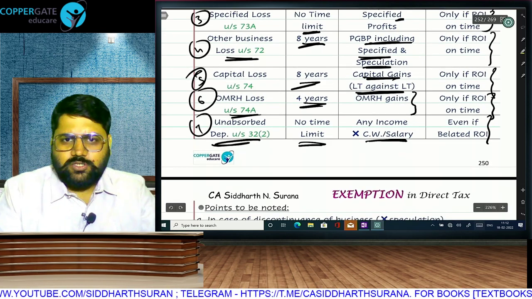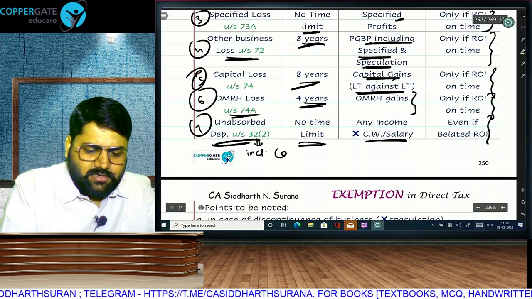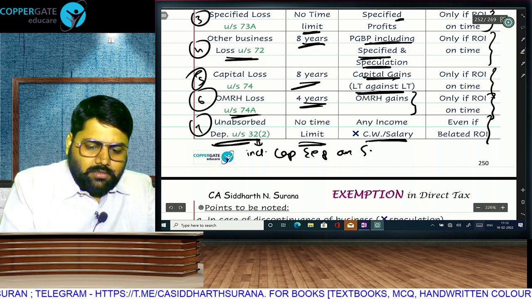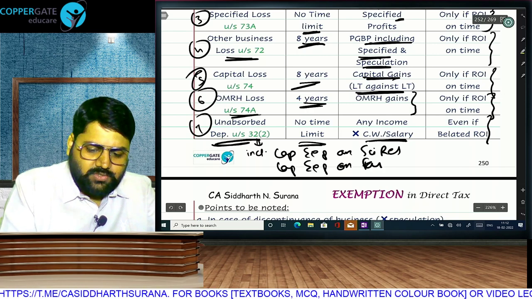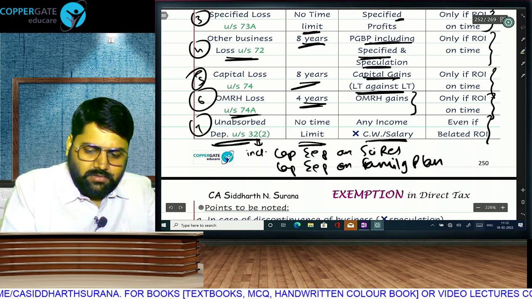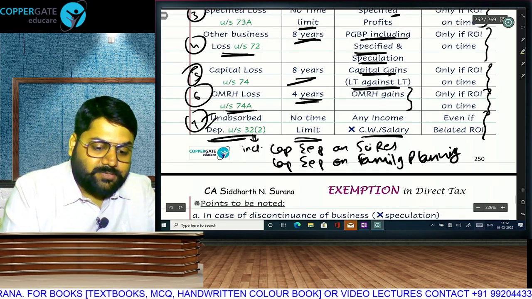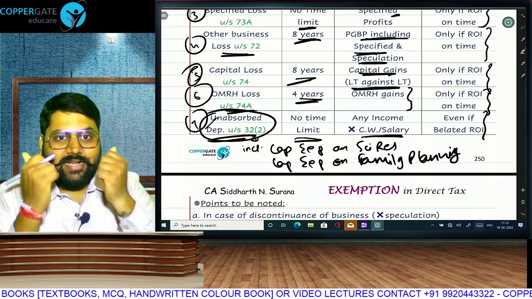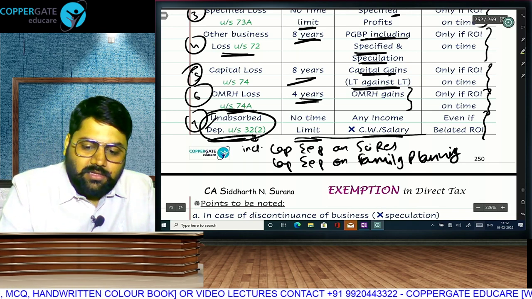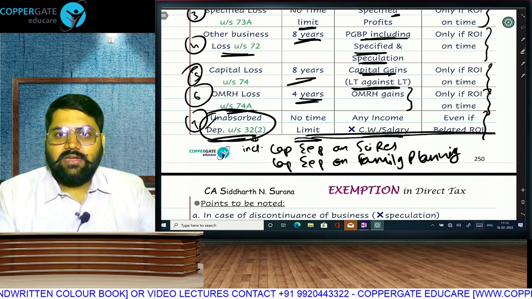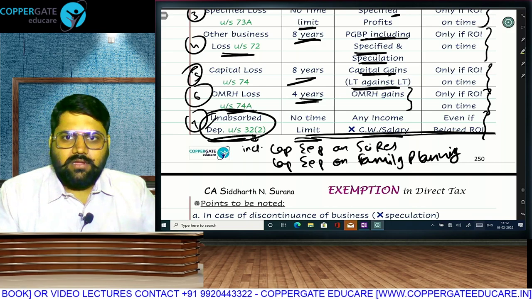And just to give you a small piece of information, you have incurred capital expenditure on scientific research and you have incurred capital expenditure on family planning, which is allowed only to companies. Today's lecture only we did PGBP revision. If they are unabsorbed, if you don't have sufficient current year profits, then they will be treated at par with your unabsorbed depreciation. Capital expenditure on scientific research and family planning will be treated at par with UAD, and thus this system will apply for scientific research and family planning. Carry forward without any time limit, even if belated ROI, and adjust against any income, excluding casual winnings and salary.